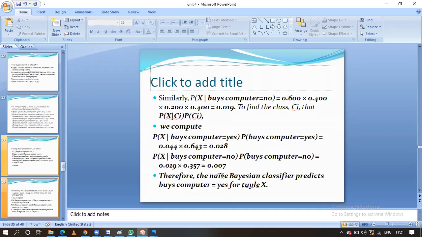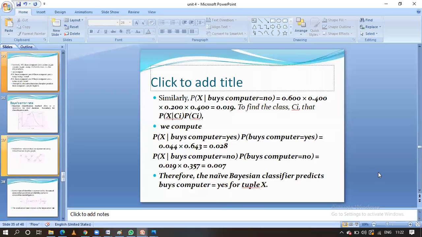What is the prediction we have? The Naive Bayes classifier predicts buys a computer equal to yes for the tuple X, guys. In this way we are going to classify unknown records with the help of the Naive Bayes classifier. Understand, guys, right? Did you understand? That is also a probabilistic model, guys. We calculate using probabilities. That is why, here we calculated only probabilities.